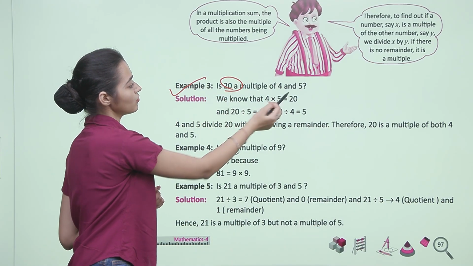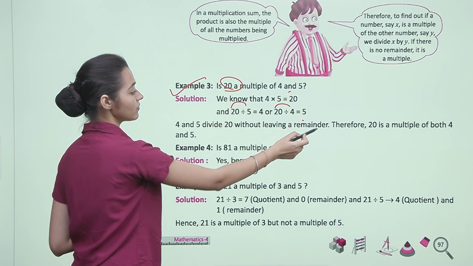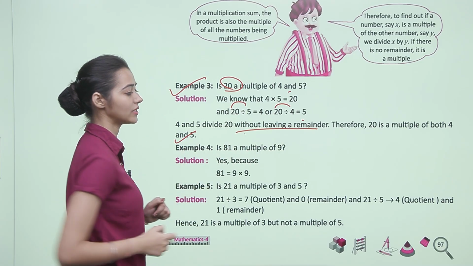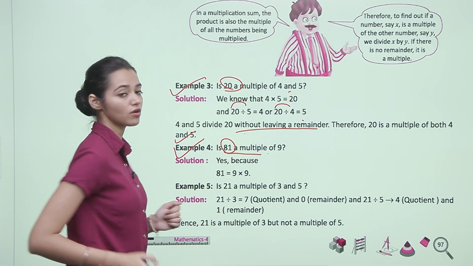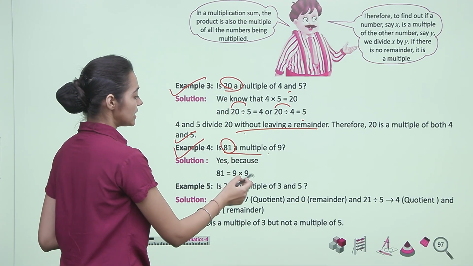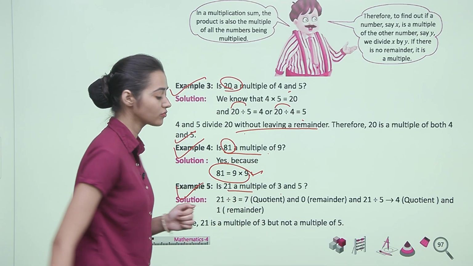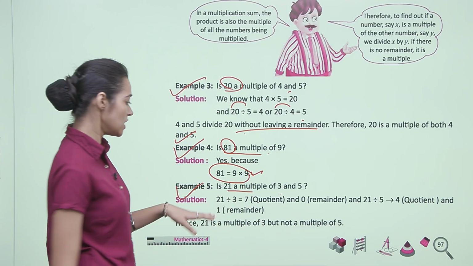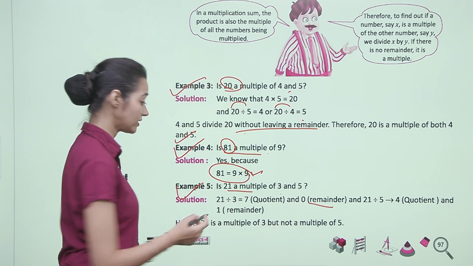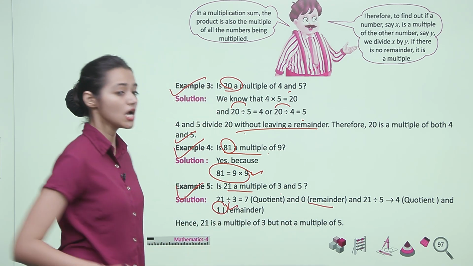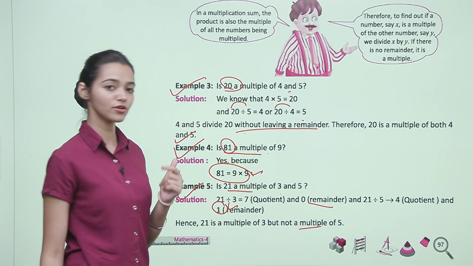Is 20 a multiple of 4 and 5? Now 20 divided by 5 and 20 divided by 4, we know that without leaving a remainder, yes, both are multiples. Now we have to find whether this number is a multiple of 9 or not. So when we divide, 9 9s are 81, yes, it is a multiple. Now is 21 a multiple of 3 and 5? When we divide 21 by 3, it gives 0 remainder, but when we divide it by 5, it gives 1 as our remainder. That means 21 is a multiple of 3 but not a multiple of 5.